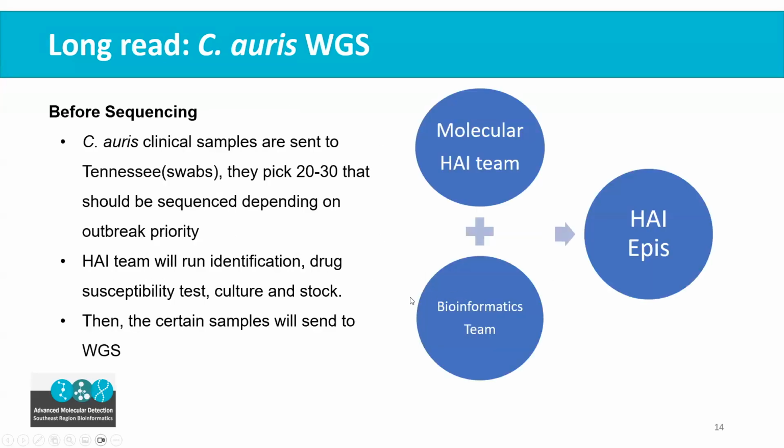So same as TB before, similar. Before sequencing, Candida auris samples are sent to Tennessee, and they pick 20 to 30 samples that should be sequenced depending on outbreak priority, then sent back to us. So our HAI team will run identification, drug susceptibility tests, and culture and stock those samples. Then certain samples will be sent for WGS.